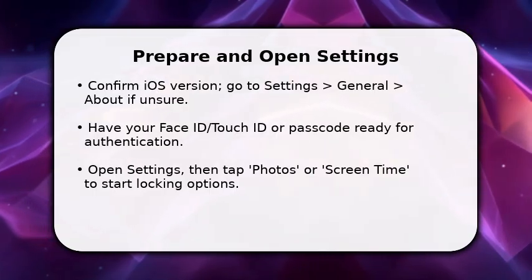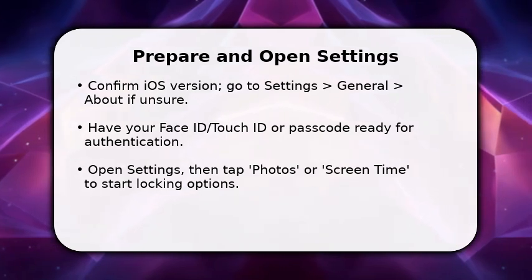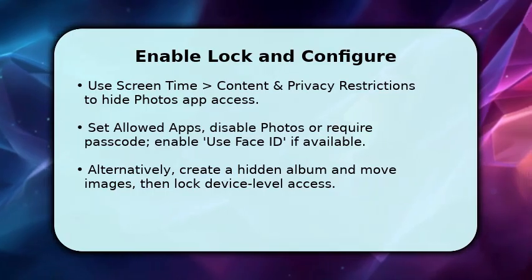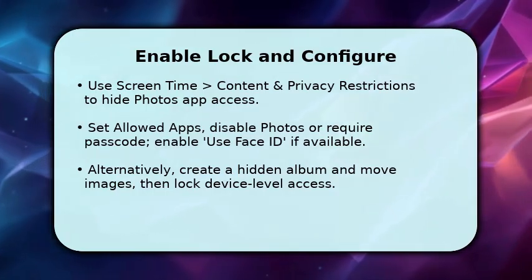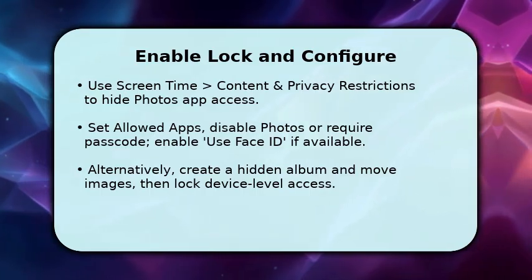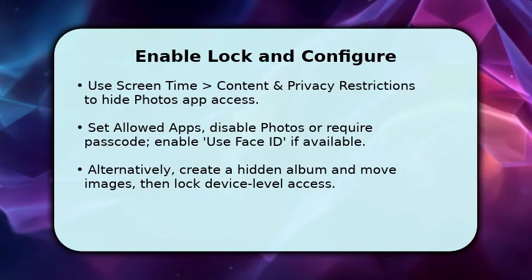Changing privacy controls is instant, but authentication is required to complete the lock setup. Next, enable content and privacy restrictions in Screen Time and toggle them on. This prevents changes without your Screen Time passcode. Once done, set Allowed Apps or disable Photos so the gallery requires authentication.